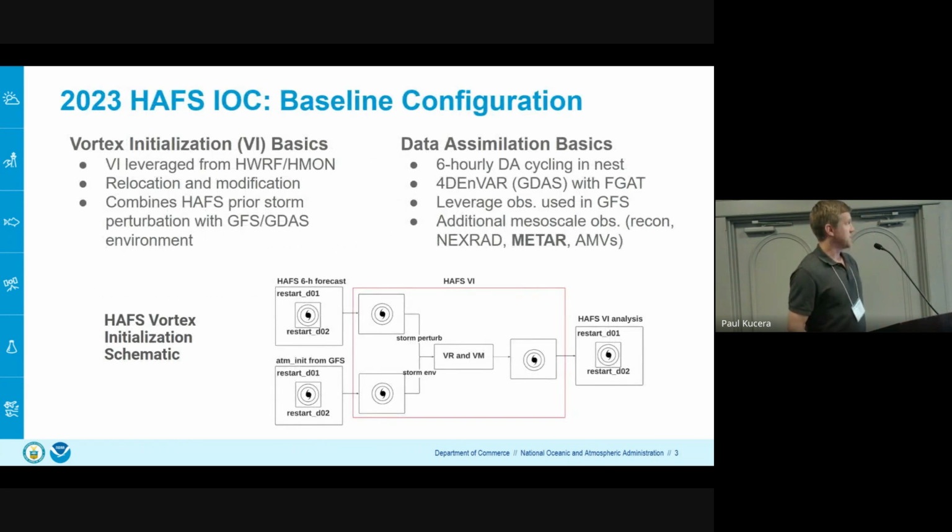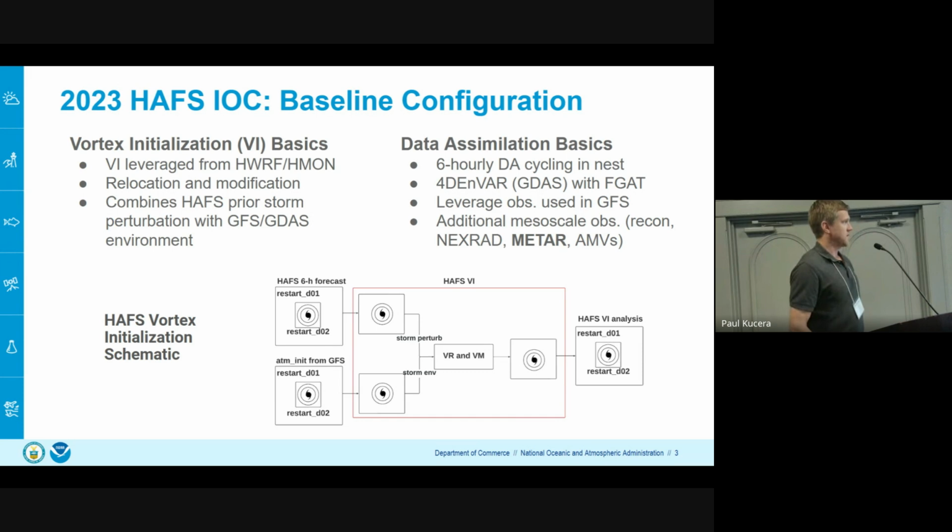So going into the IOC, on the left, we talk about vortex initialization. Anybody that's known me long enough knows that I am not a big fan of vortex initialization, but the cold hard facts are that both vortex relocation and modification do help the forecast still, and until they don't, we will continue to have it as part of the DA system. So we borrowed this from HFIP and HMON with some changes. Like I said, it involves both relocation and modification. They're both currently turned on. And it combines the HAFS prior storm perturbation with the background from the GDAS environment.